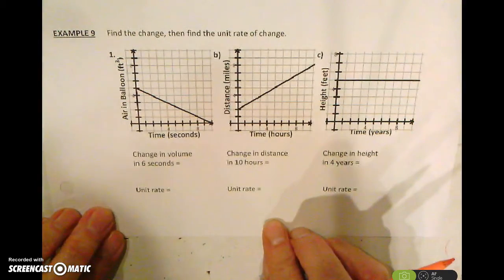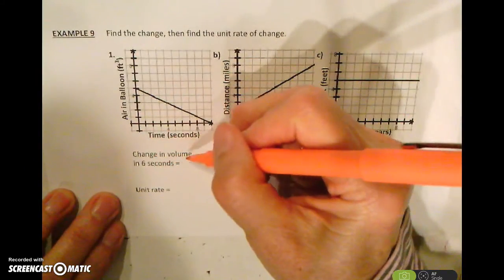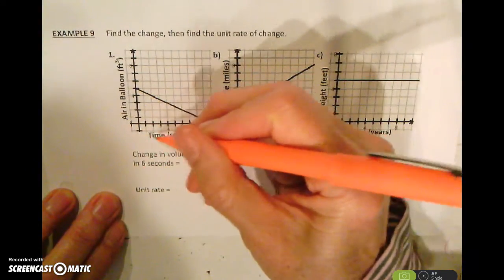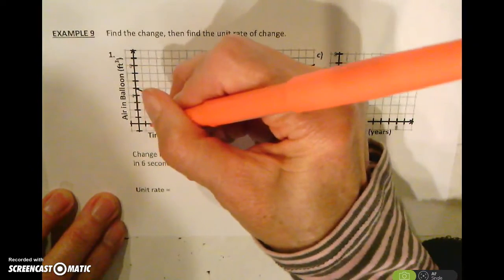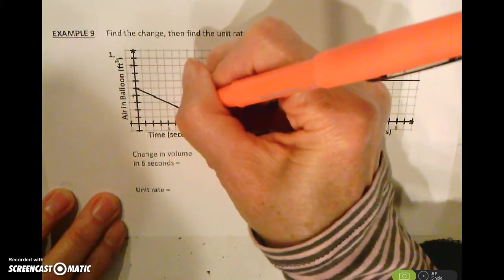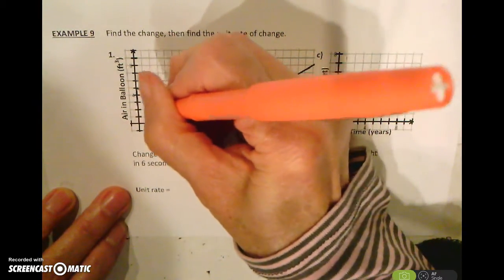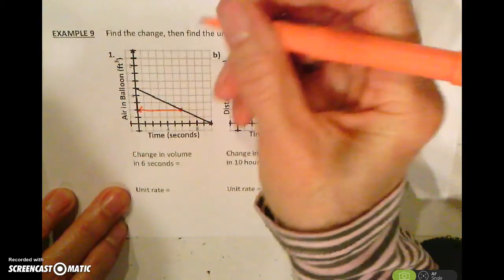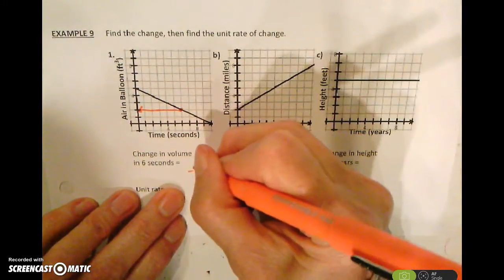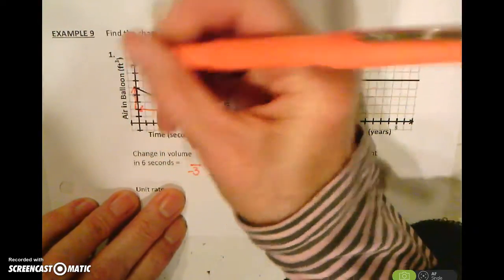All right, let's just do one of these from example 9 as well. Find the change, then find the unit rate of change. This one asks for the change in volume in 6 seconds. So my time is 6 seconds. 1, 2, 3, 4, 5, 6. So here's our point that happens in 6 seconds. You can see there's my run going backwards of -3. So my denominator is -3. And then I go up.